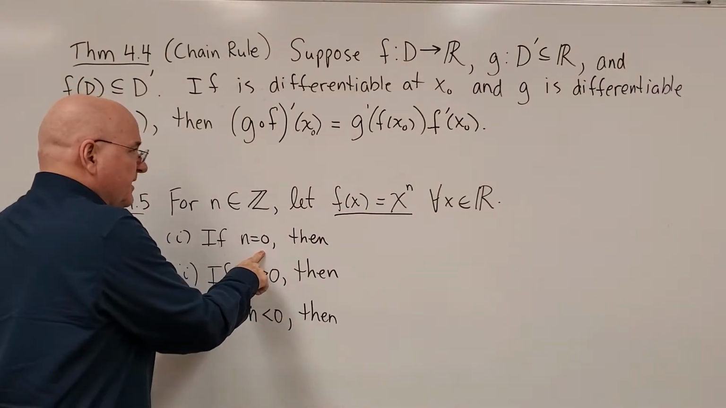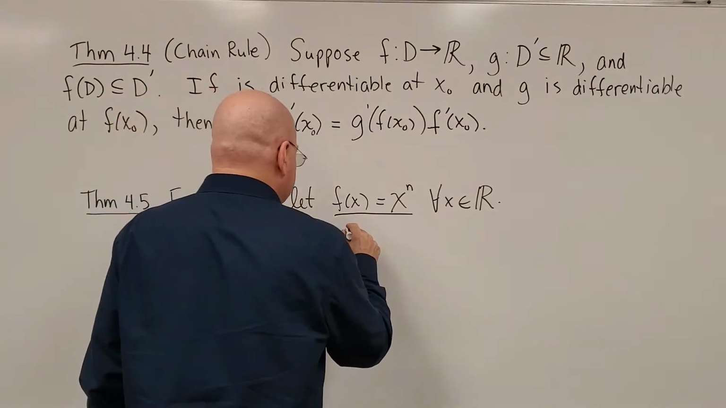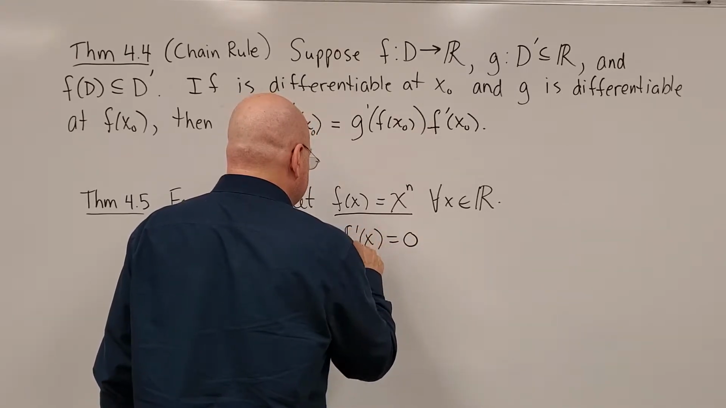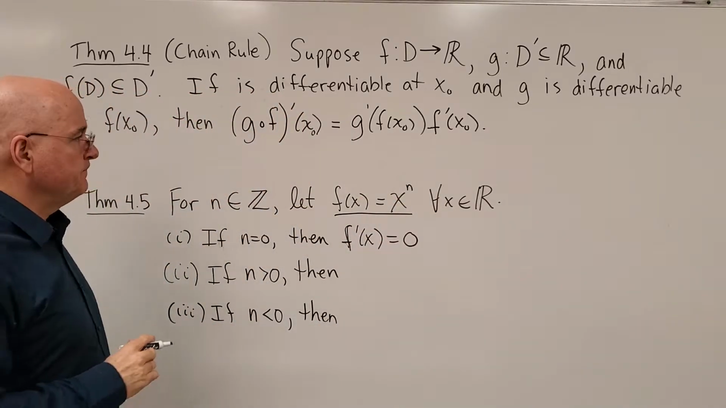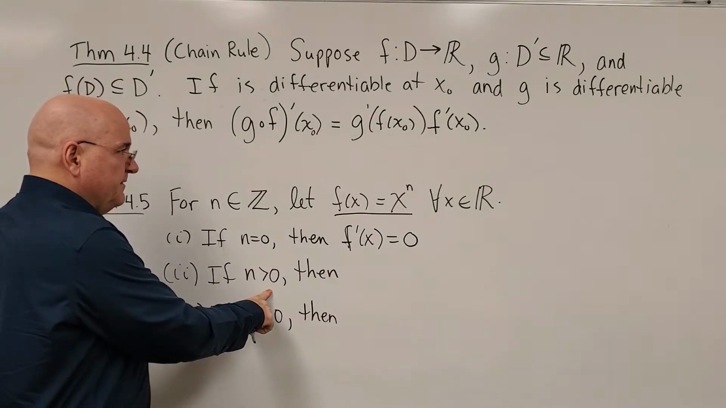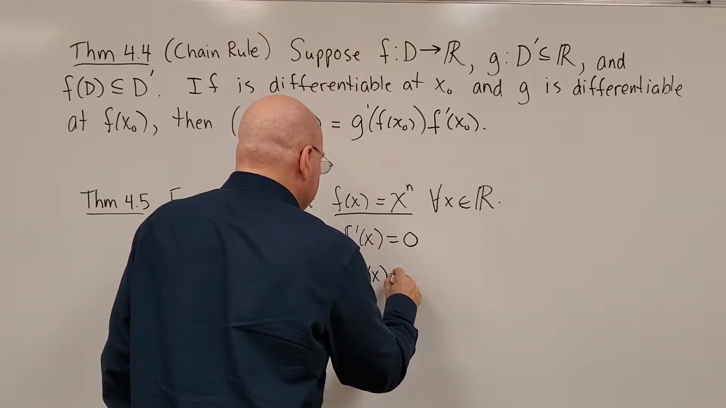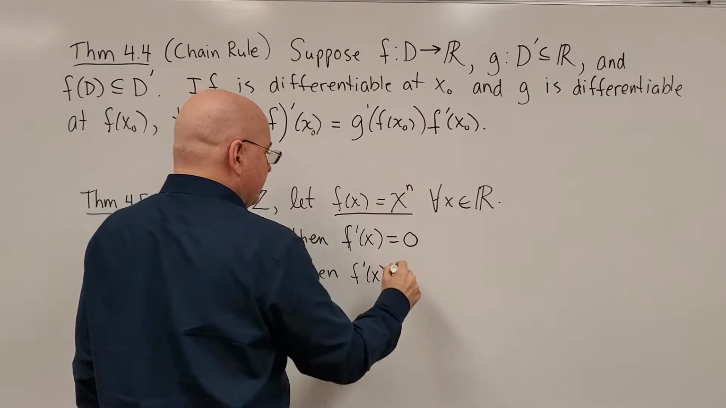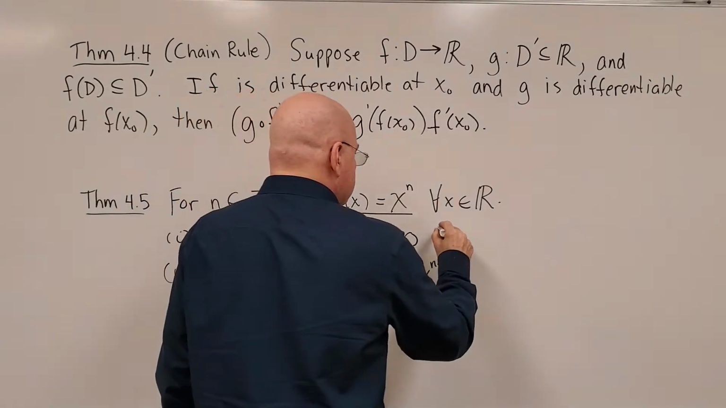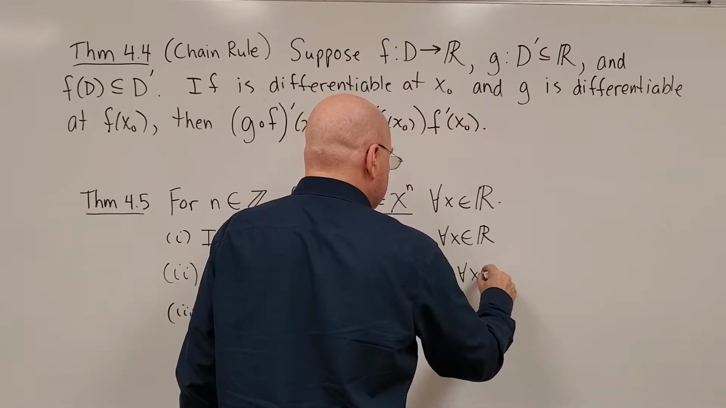Well, if n equals 0, then what do we have? F of x equals 1, a constant. So f prime of x is equal to 0. That would, after all, be a horizontal line if n were equal to 0. If n is positive, then we get f prime of x. We bring the n down, and then we subtract 1 from the exponent. And in both of these cases, I guess I should have said for all x in R.